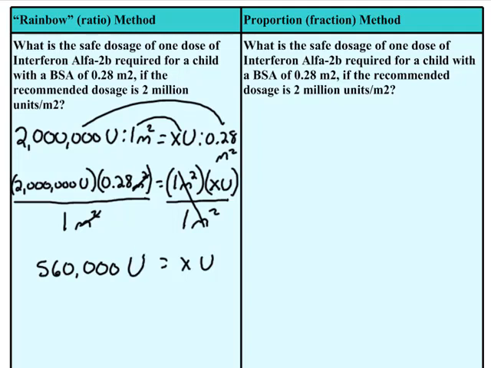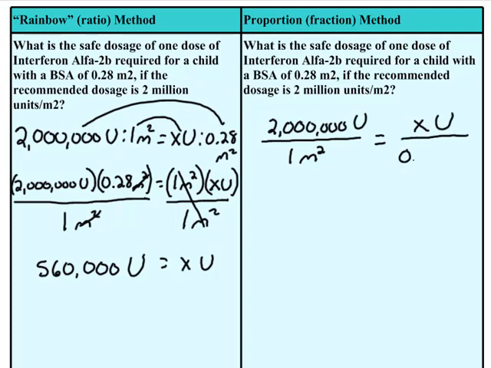We can also use the proportion method to solve this problem. They want us to calculate the safe dosage for a child with a BSA of 0.28 meters squared. They tell us the recommended dosage is 2 million units for every meter squared. We can write this recommended dosage as a fraction. We would take 2 million units over 1 meter squared. We'll set this equal to an unknown number of units over our patient's BSA of 0.28 meters squared.